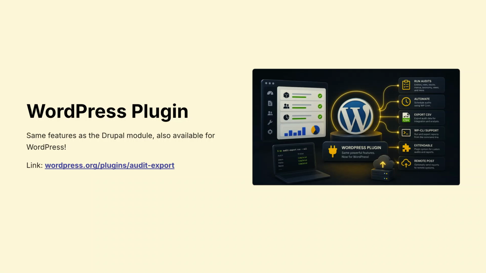The reports are a little bit different just because the data that's in WordPress is a little different than what's in Drupal. So you're doing things like advanced custom fields as opposed to custom content types and stuff.